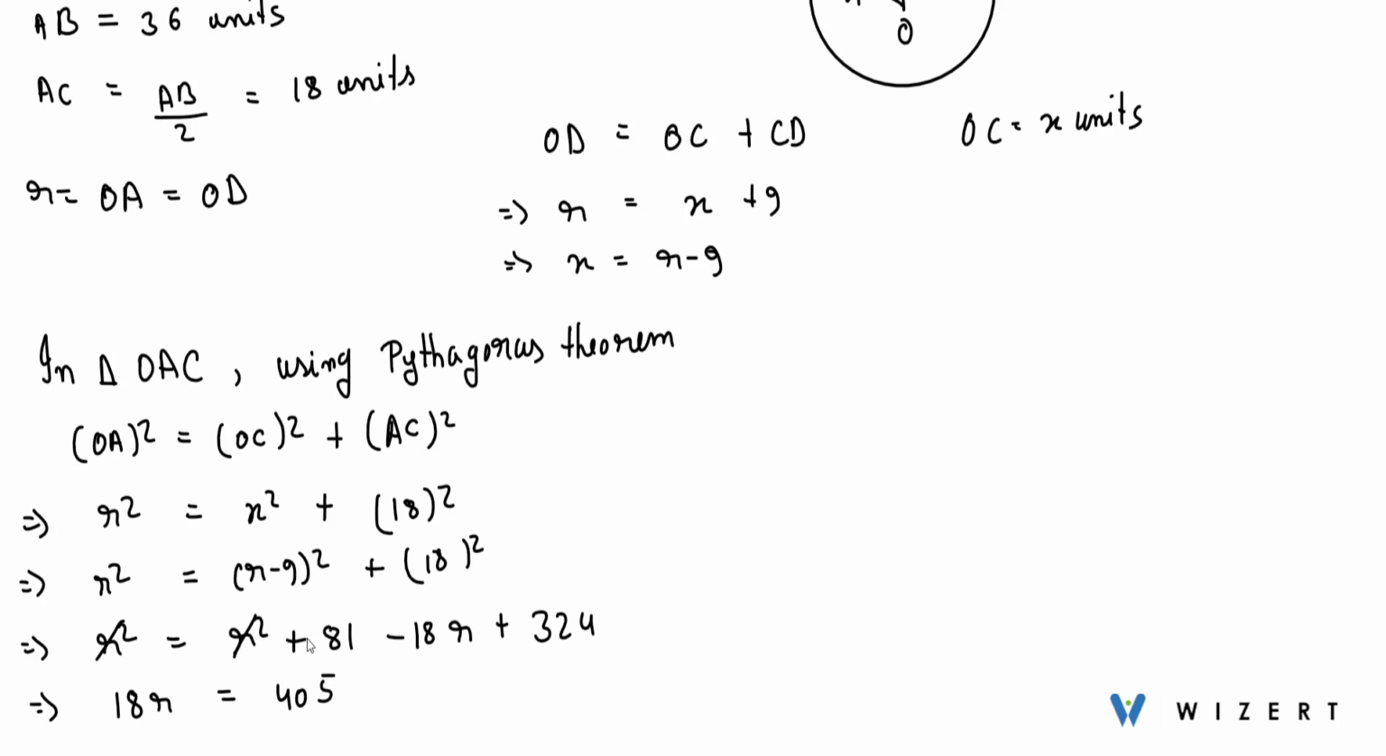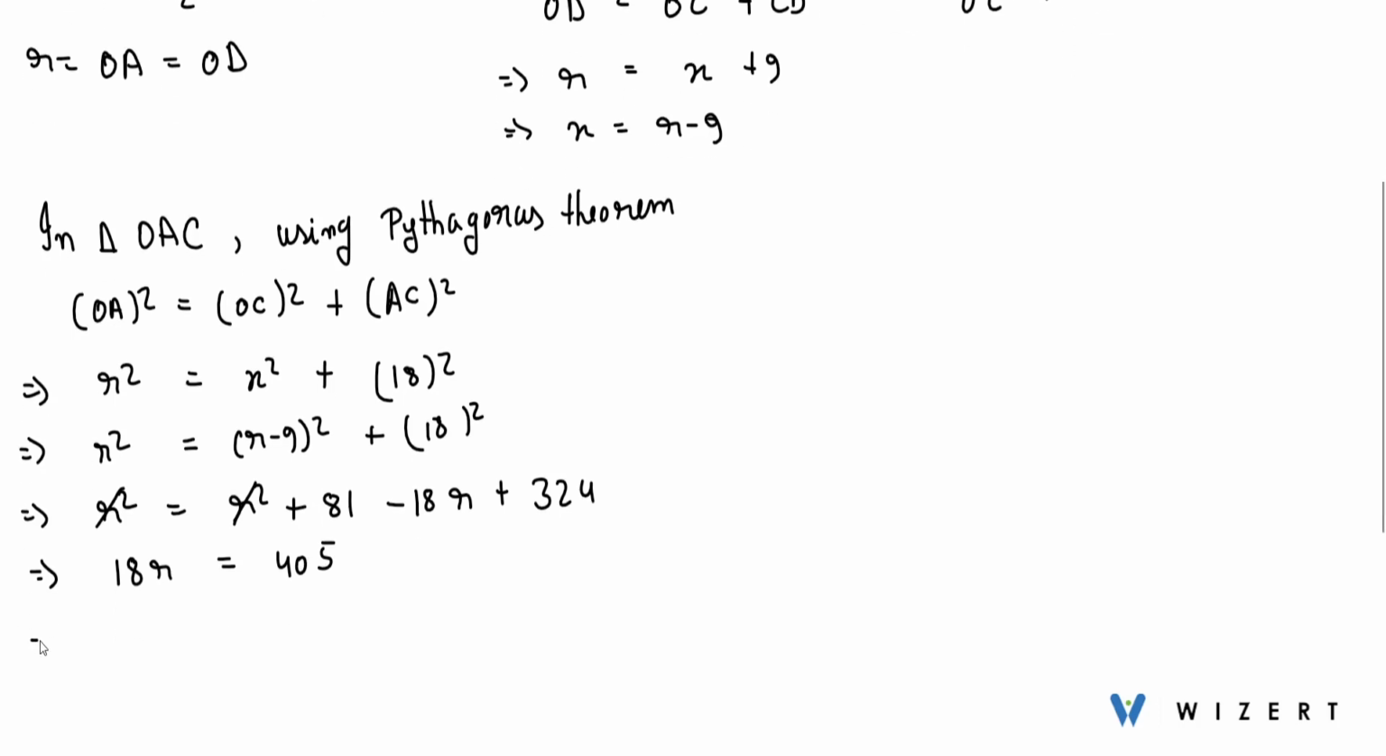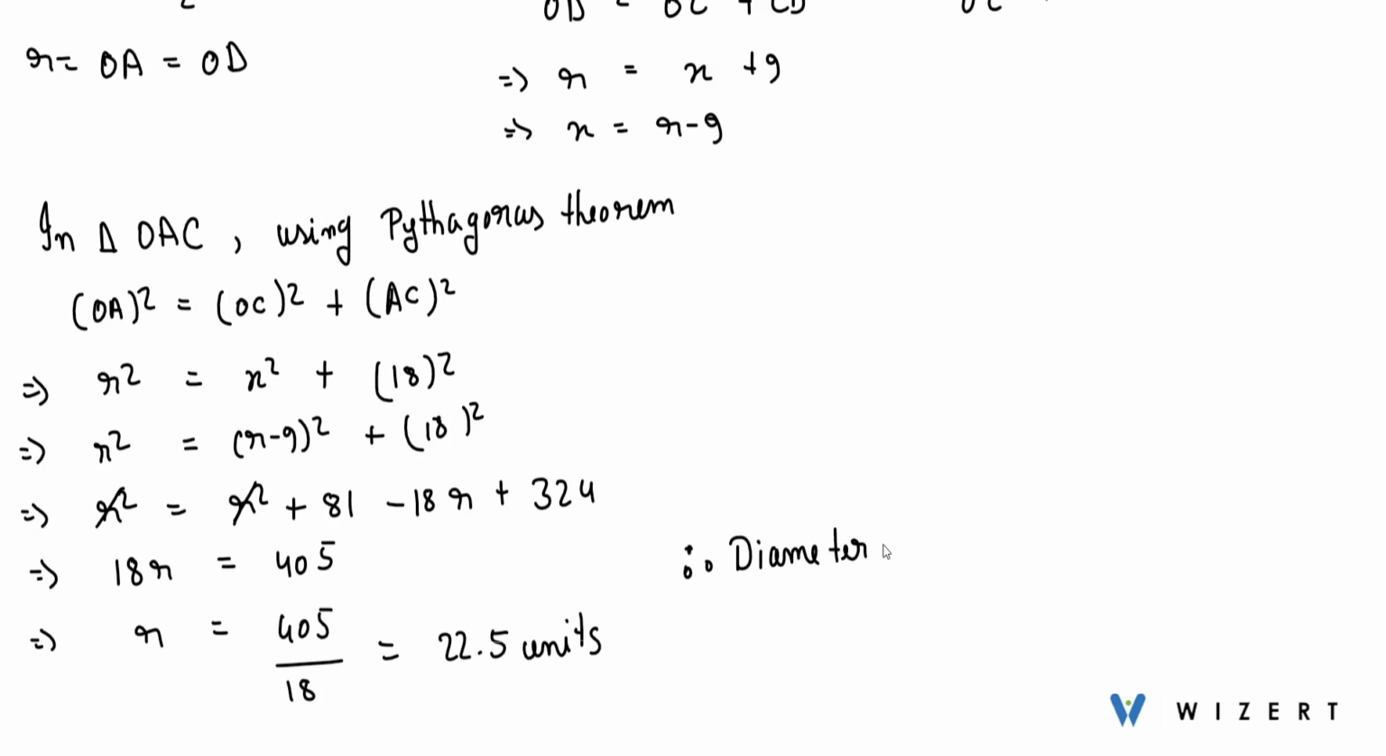So R will be equals 405 divided by 18, which is nothing but 22.5 units. Now in the question, we have been asked to find the diameter of the circle. Therefore diameter will be equals 2 times radius. So it will be 2 multiplied by 22.5 units, which will give us 45 units.